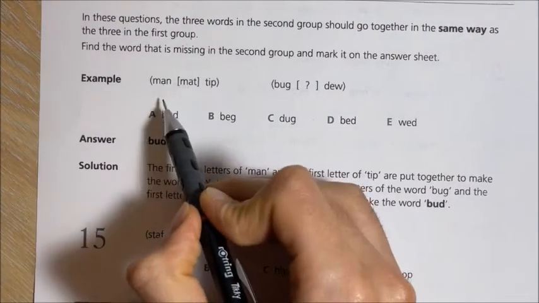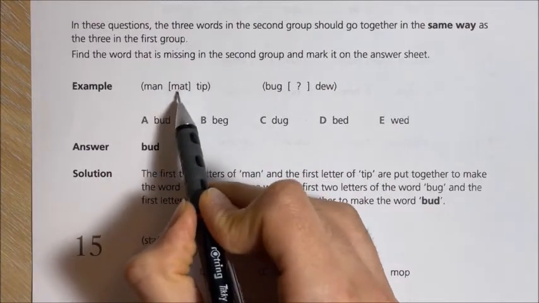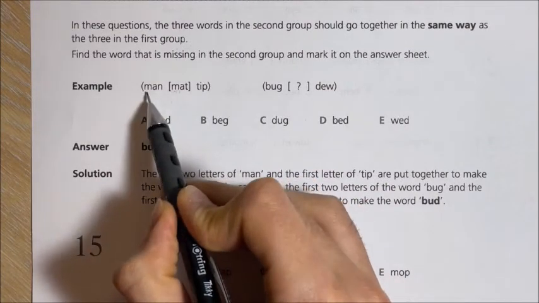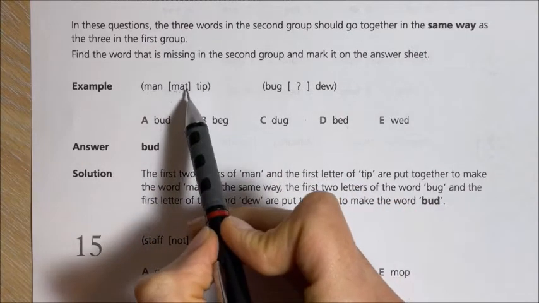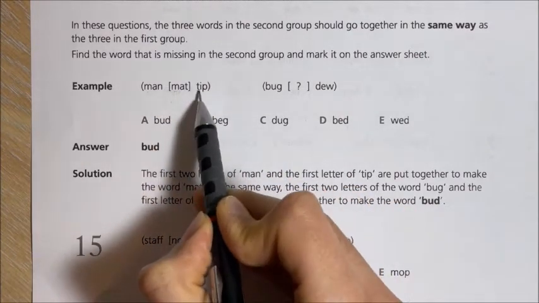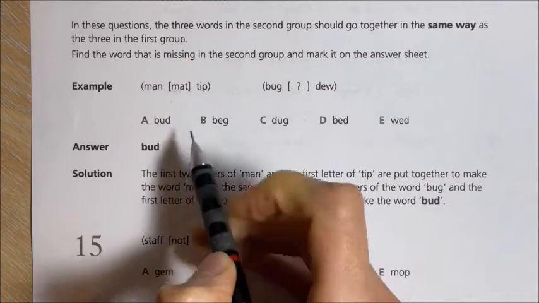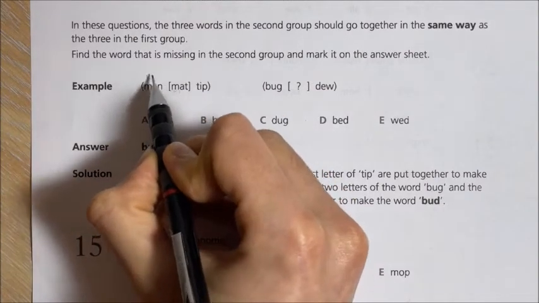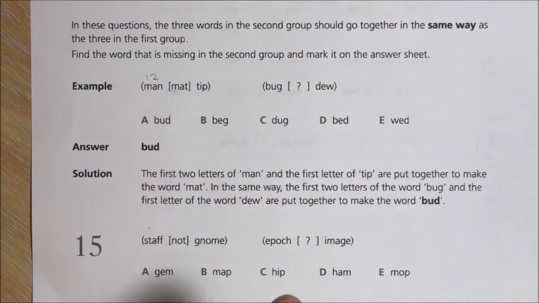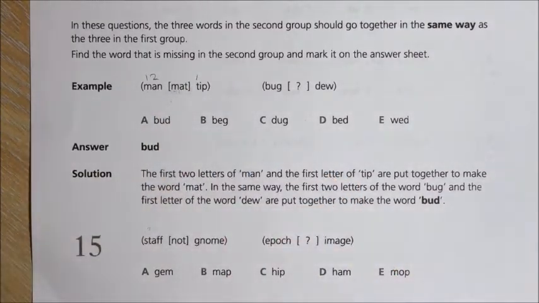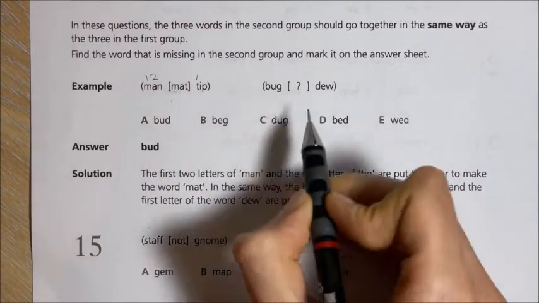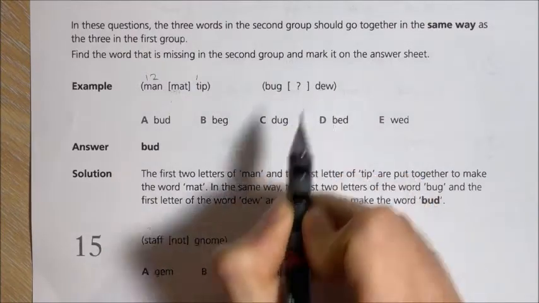In this example, you can see that the first two letters of the word mat come from the first two letters of the word man, and the last letter of the word mat comes from the first letter of the word tip. So we want the first and the second letter from the first word and just the first letter from the second word. Now let's look at bug and dew.